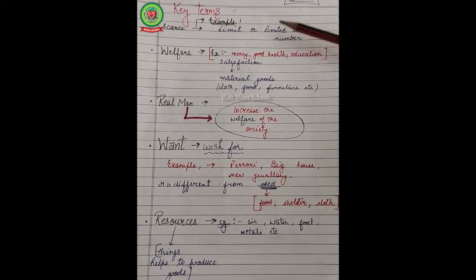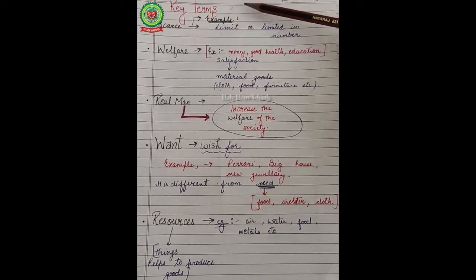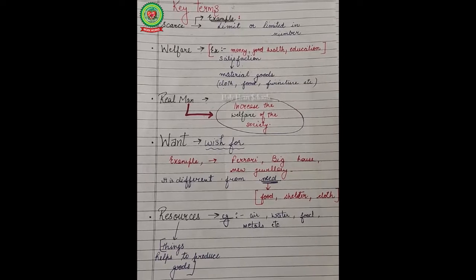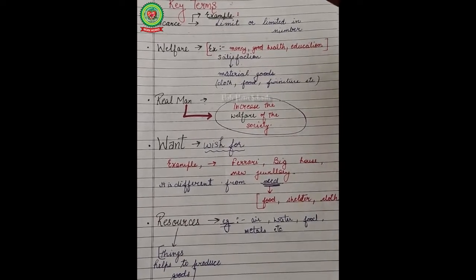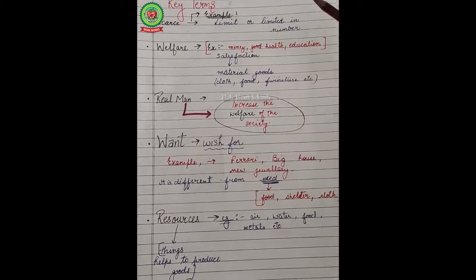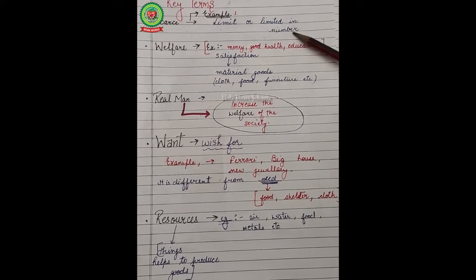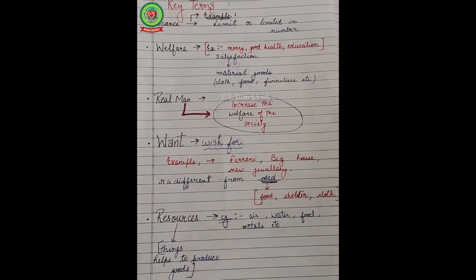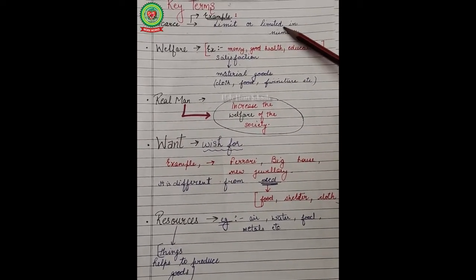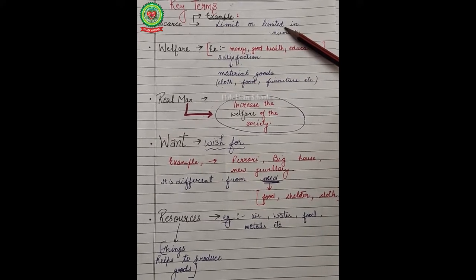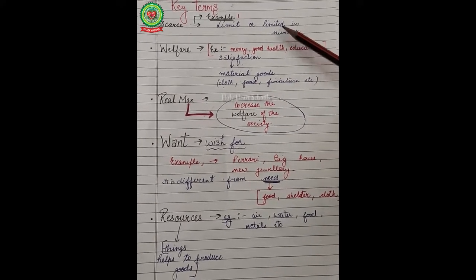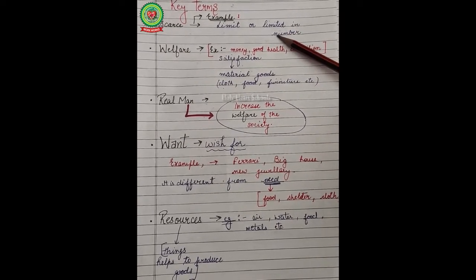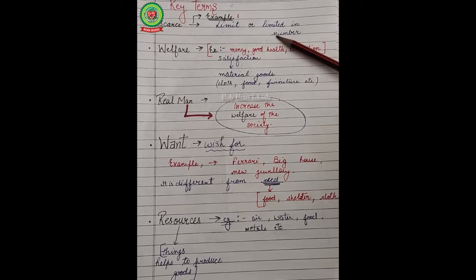first of all we will discuss some key terms that we use in our day to day life but may or may not differentiate, like scarce. Scarce means limited in number, like jobs, like food. Both are limited in number, not received by the whole population. So the thing that satisfies our want but is limited in number is known as scarce.